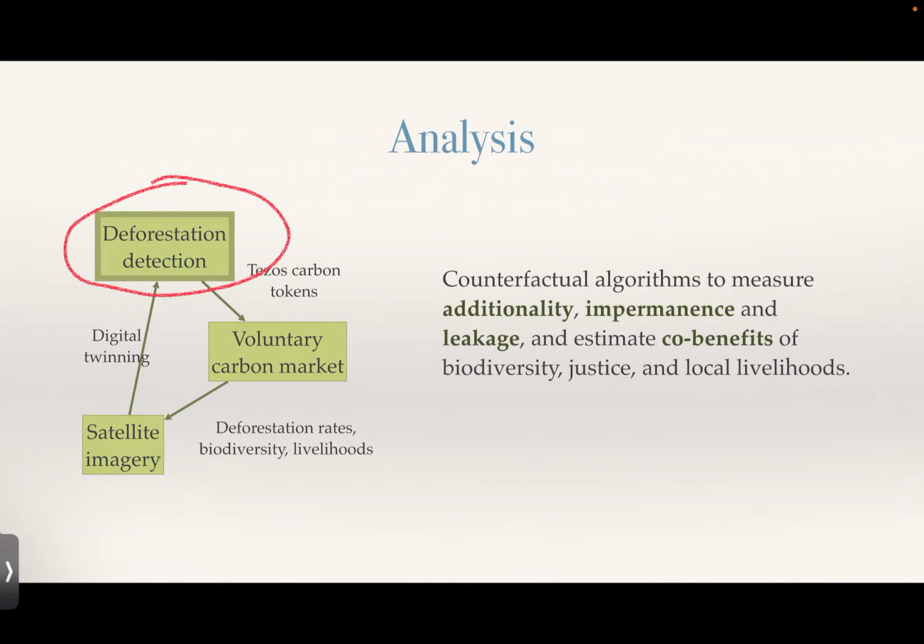And at the moment, we have algorithms for additionality and impermanence, or permanence. And we have something for leakage we're not very happy with. And then we have the so-called co-benefits, which we have no algorithms for, but we're working on it. So biodiversity, justice, and local livelihoods. So those are open areas.